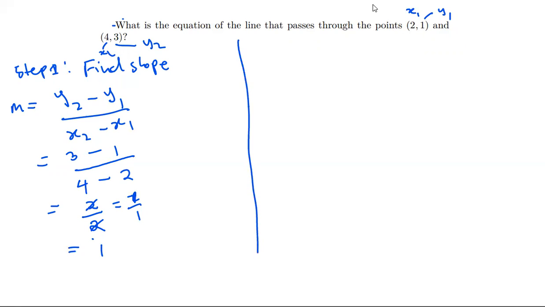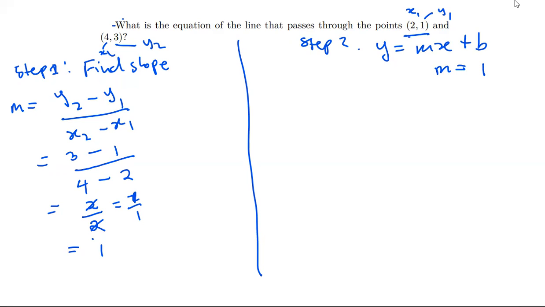So then we do the second step. So step 2 is we'll use the equation y is equal to mx plus b, already knowing that we've calculated m to be 1. And we just have to pick a point between these two.